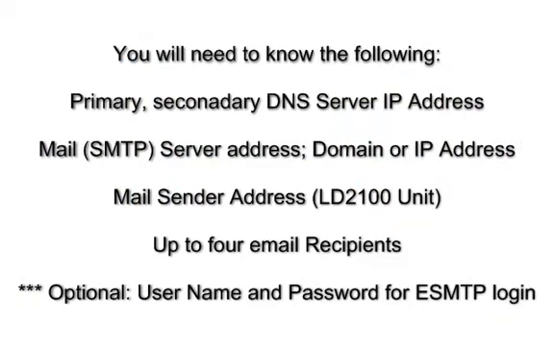In order to get started, you're going to need the following information. You're going to have the primary and secondary DNS server IP addresses. For your mail server, your SMTP, you'll need to know either the domain name or the IP address. You'll have to have a mail sender address assigned to the LD2100, and you can assign up to 4 email recipients to be notified. The LD2100 can also be configured for doing an authentication login to an ESMTP server.